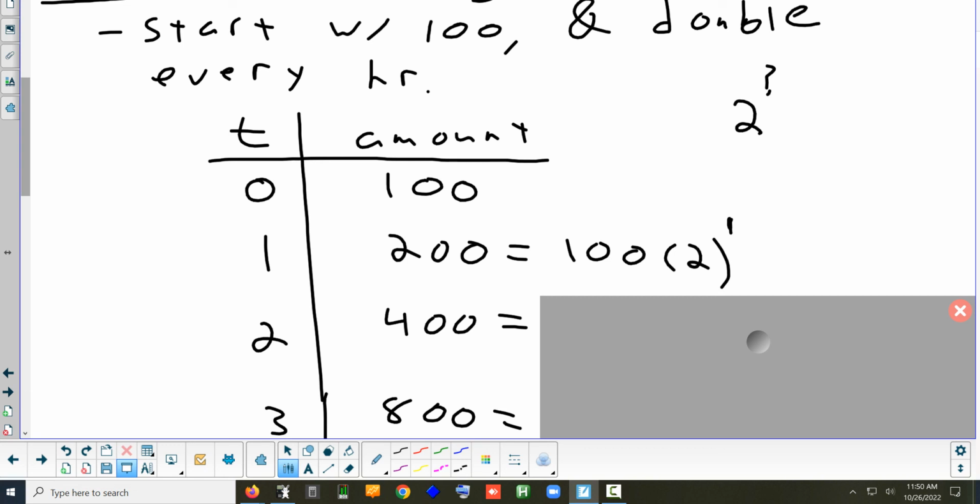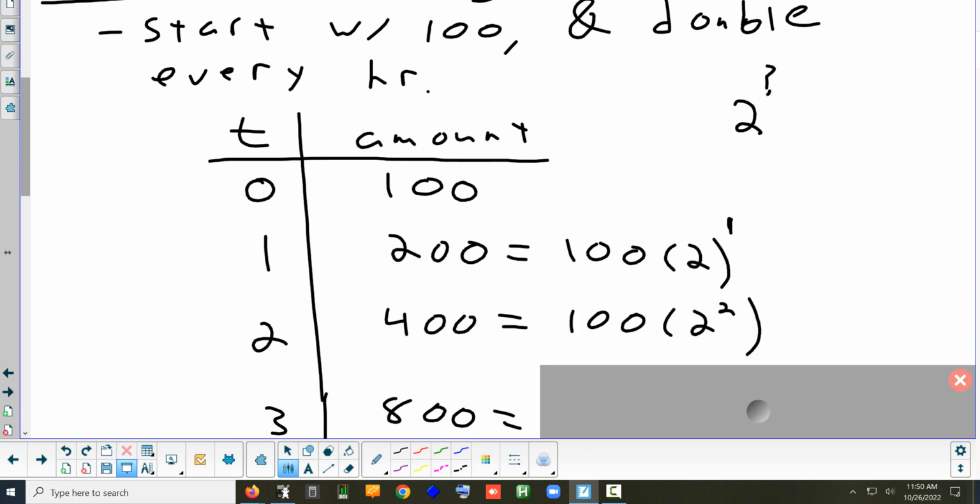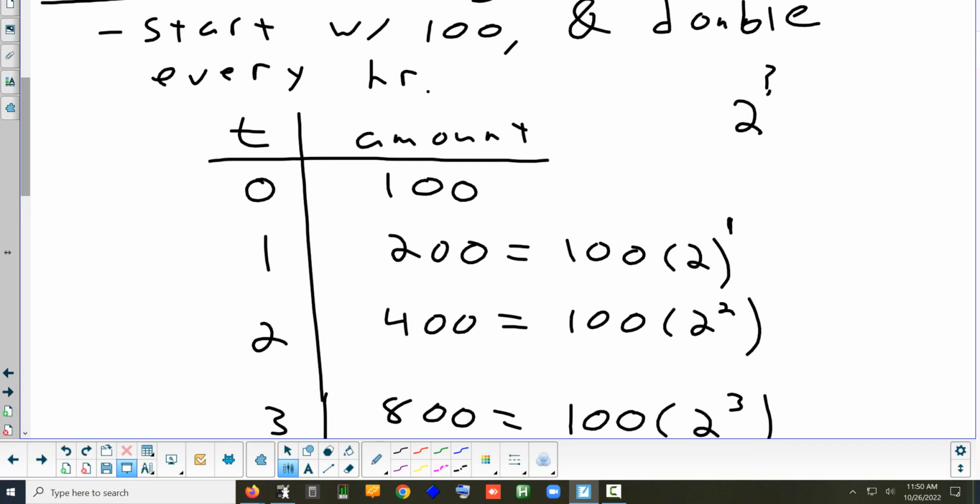So how could we write 400? Same thing, but 2 to the second power. The original amount times 2 to the number of hours that have gone by. Original amount times 2 to the third.